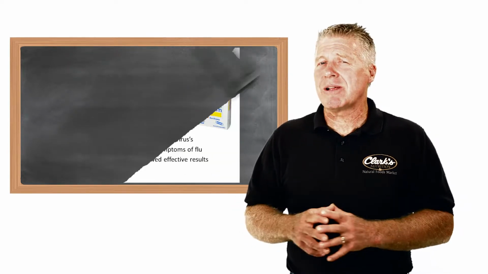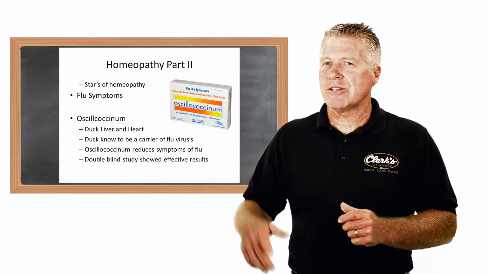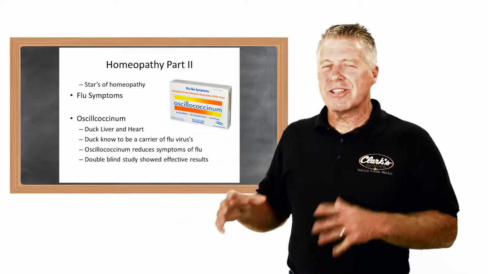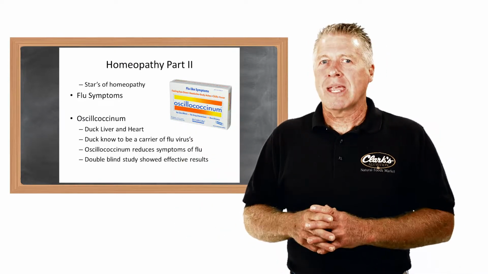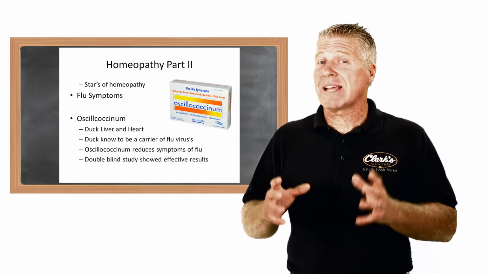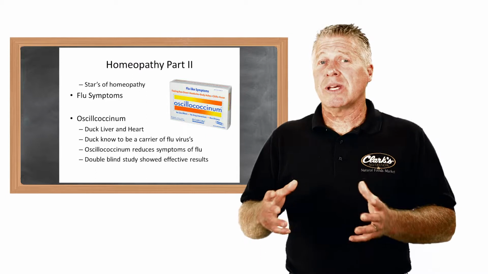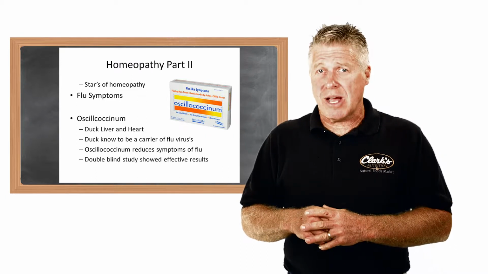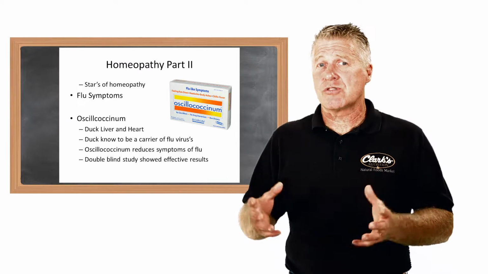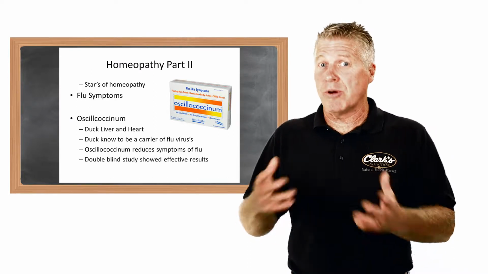All right, so let's talk about some of the all-star cast, so to speak, of homeopathy. You can't do that without talking about oscillococcinum. Oscillococcinum has been on the market since the late 1980s, and it's been extremely effective. In fact, it's the number one selling alternative flu remedy. It's a combination of duck liver and duck heart. What we do know about the duck is it carries all of the strains of the flu virus. It's an avian virus situation, a bird virus.